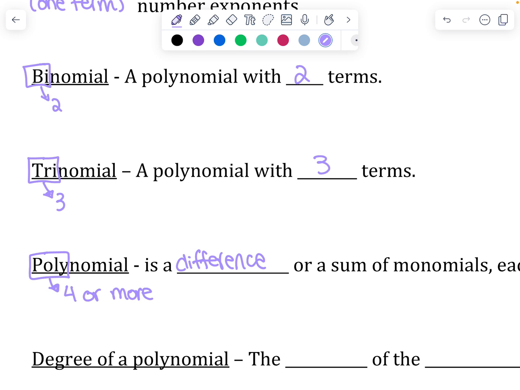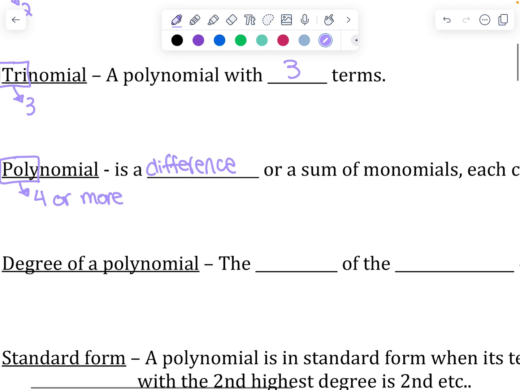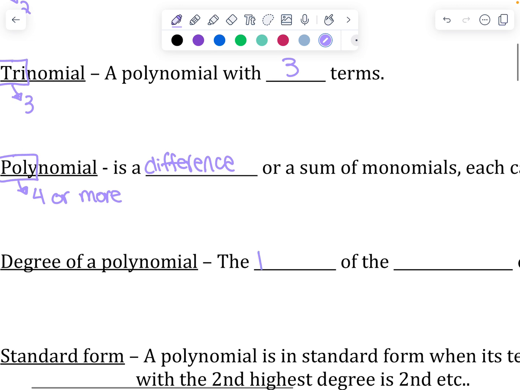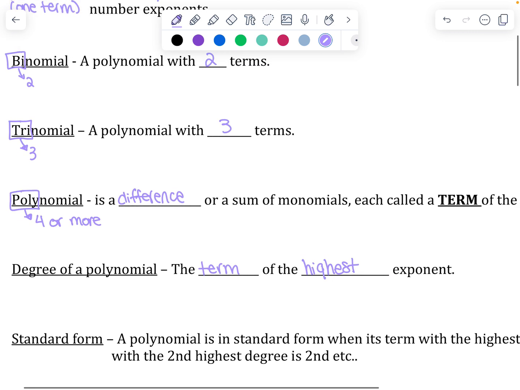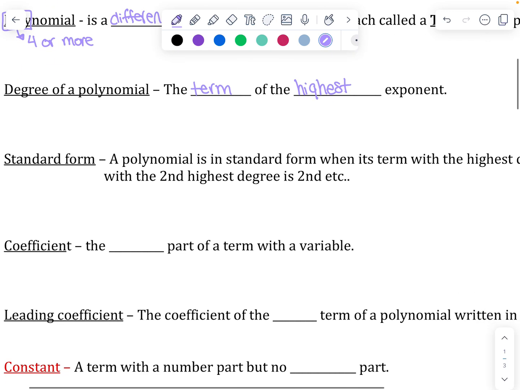If we're talking about the degree of a polynomial, the degree of the polynomial is the term of the highest exponent. Again, terms are separated by plus or minus signs. So if I'm asked, what is the degree of this polynomial, you're going to look at the largest exponent, that little baby number that we just went over attached to the x. Again, the highest exponent is the degree.